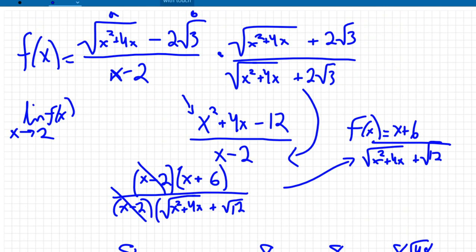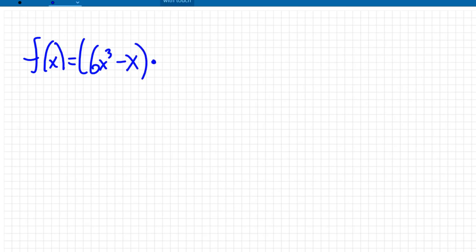All right, so those are a couple of more detailed exercises involving limits. So we'll go ahead and go back and do some product rule practice. So let's say we have a function, f of x equals 6x cubed minus x times 10 minus 20x.